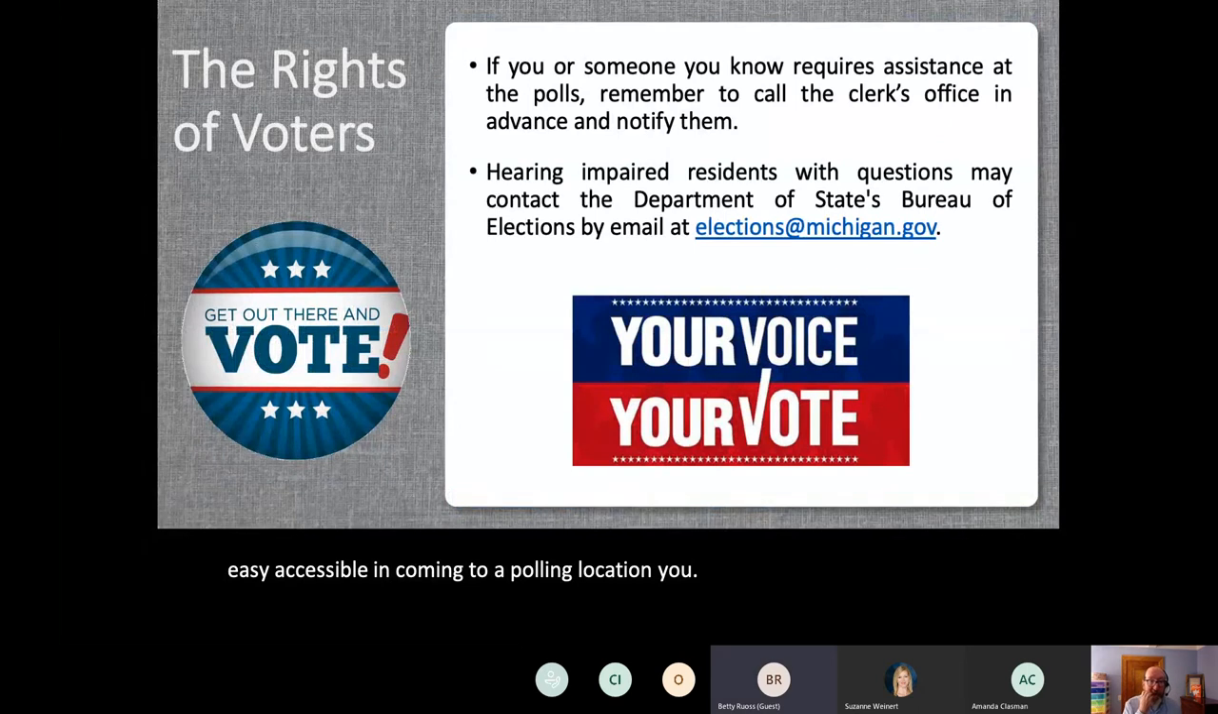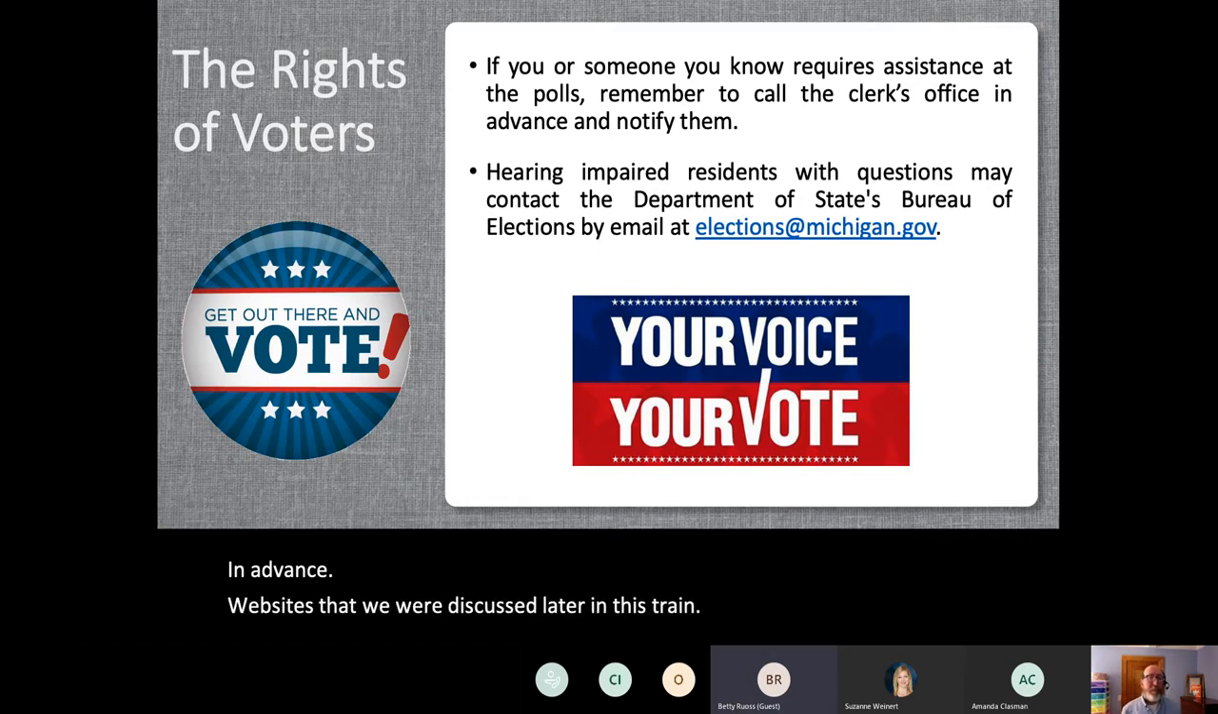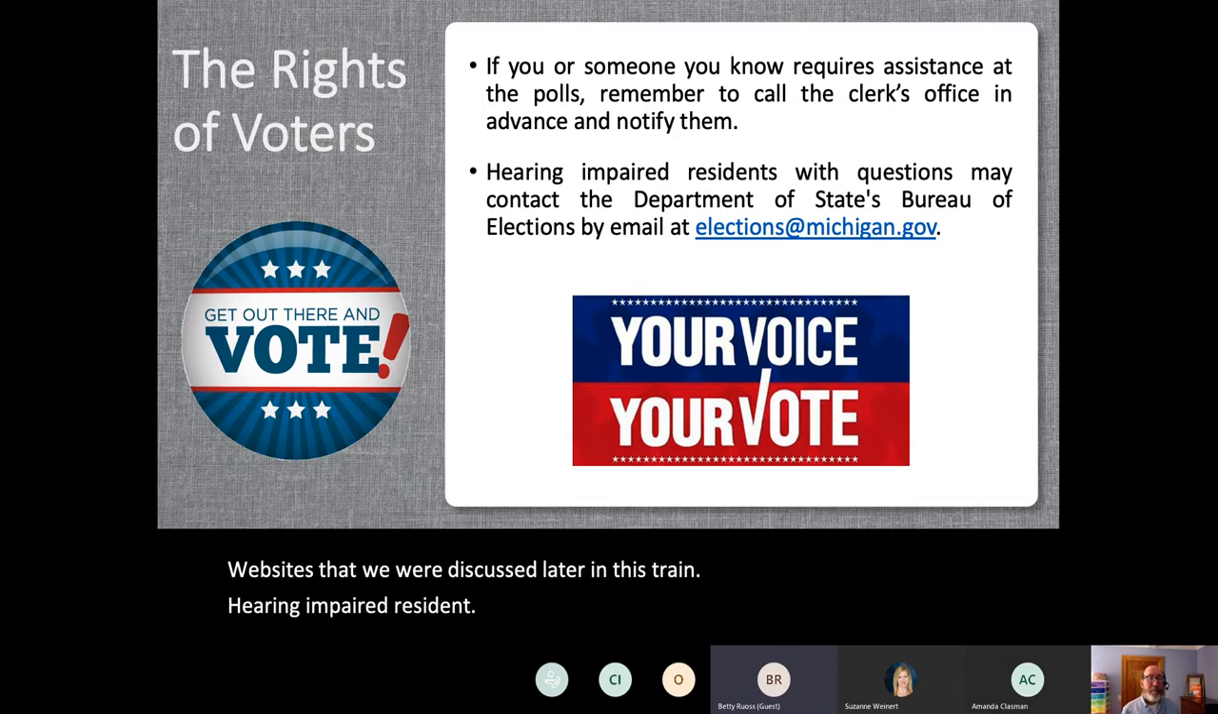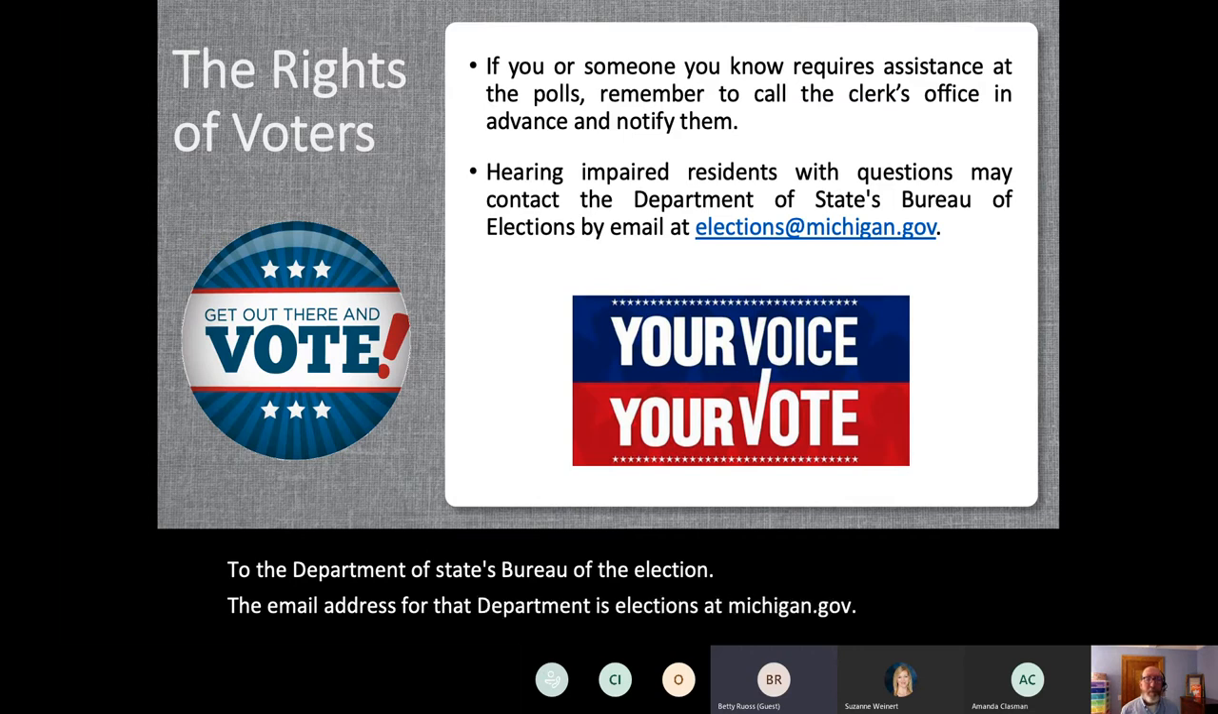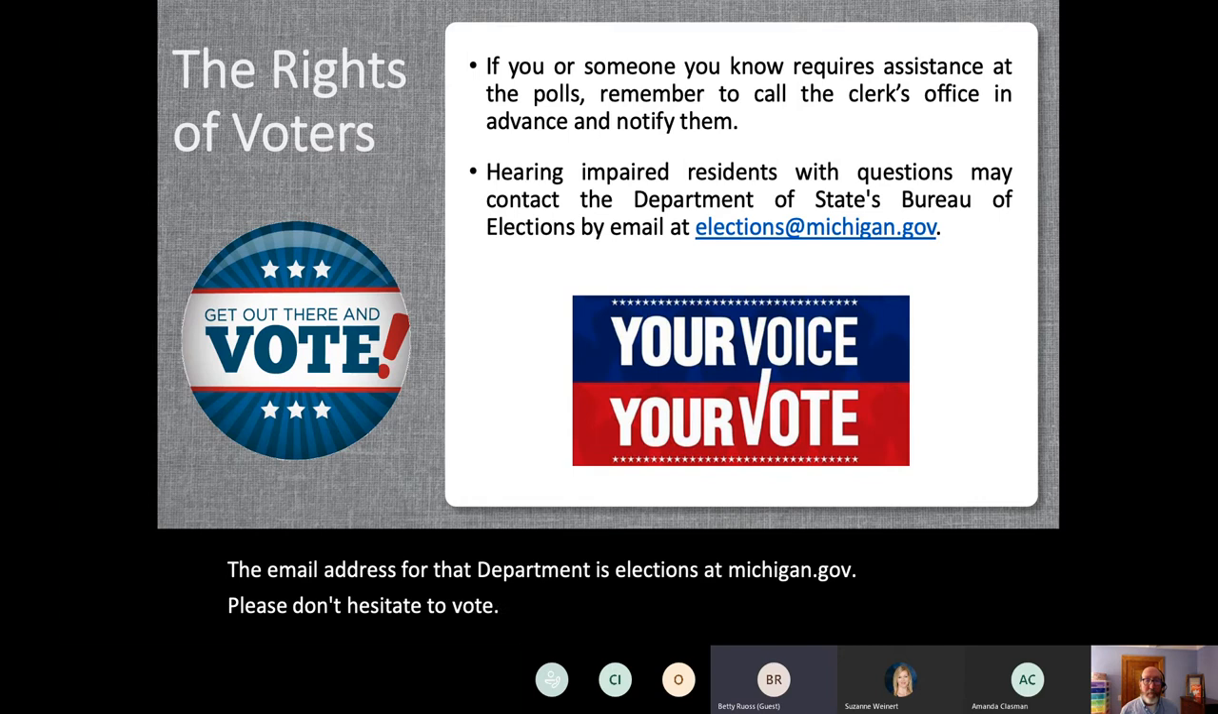The rights of voters. If you do require assistance at the polls, you may request help in advance by notifying the clerk's office. You can locate your clerk's office on one of the voting websites that we will discuss later in this training. Hearing impaired residents can direct questions they might have to the Department of State's Bureau of Elections. The email address for that department is elections@michigan.gov. Please don't hesitate to vote. Your voice, your vote matters.